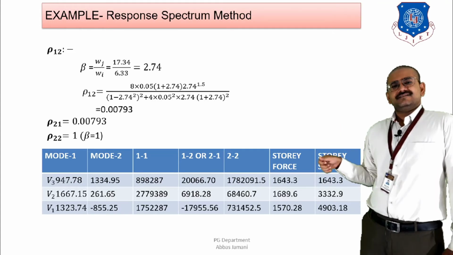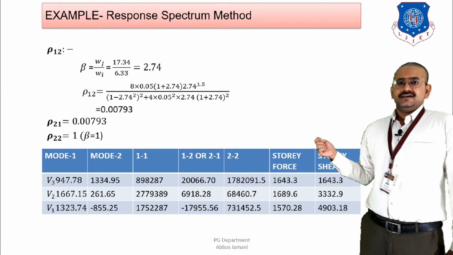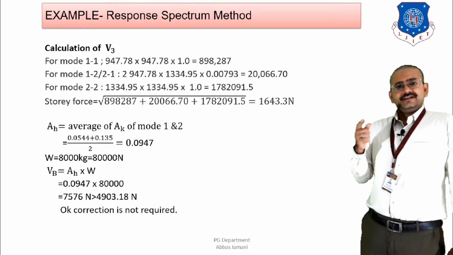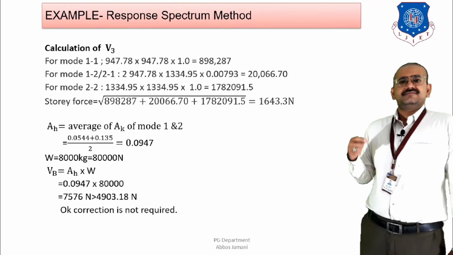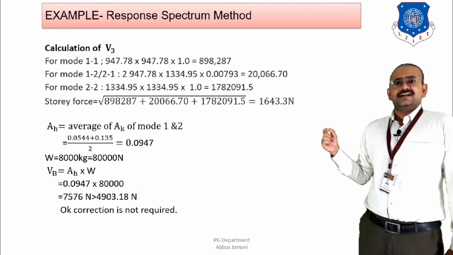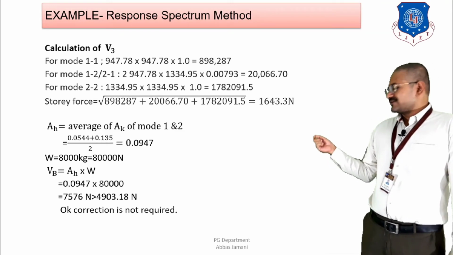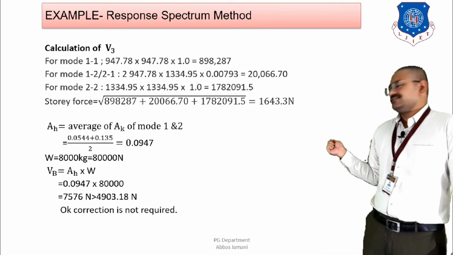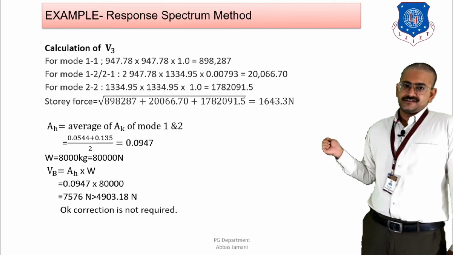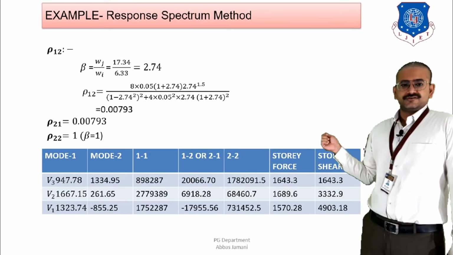And once that is done, then you can calculate the value of story force using the formula that is given in the original equation, that is the square root of the summation of all this, because it is sigma i equal to 1 to n and sigma j equal to 1 to n, right? So once these values are calculated, then you just have to do the algebraic summation. So all these three values you have to put together and take the square root of it, and when you do that, you will get the story force as 1643.3 kilonewton, as you can see over here, right? So that is the value of story force that is shown.